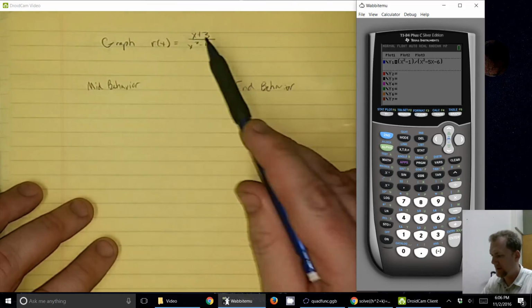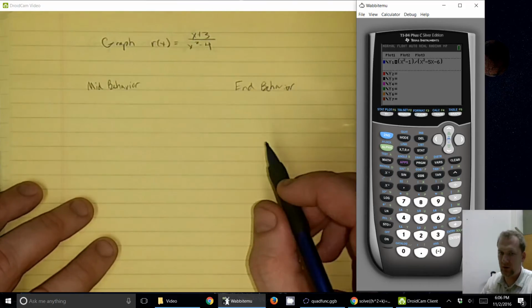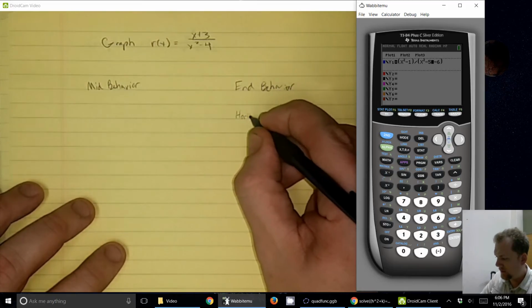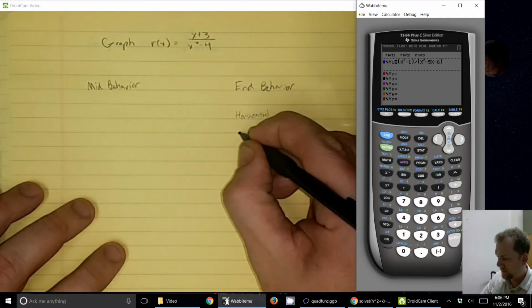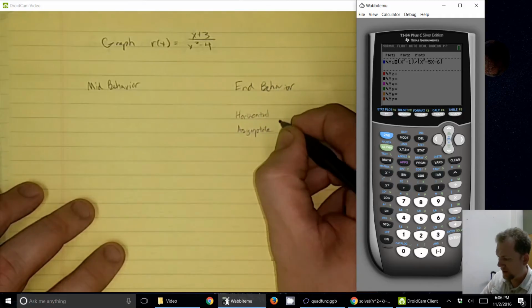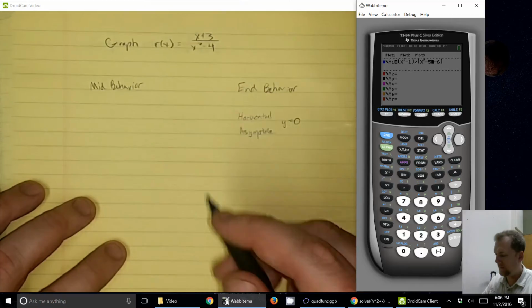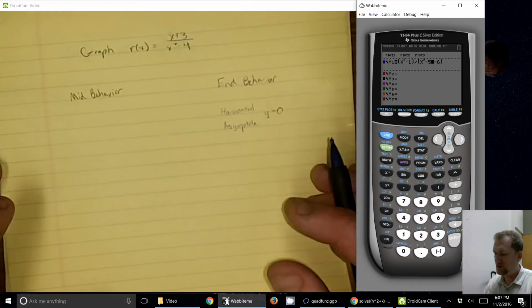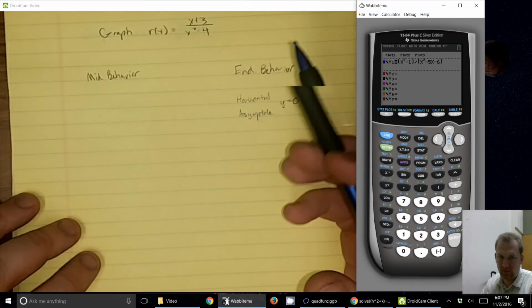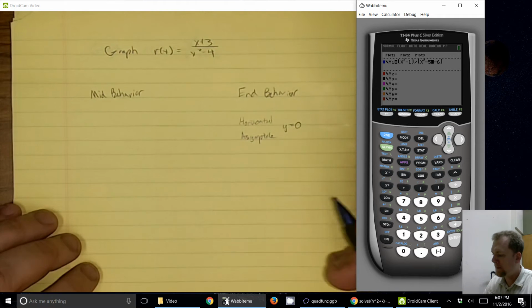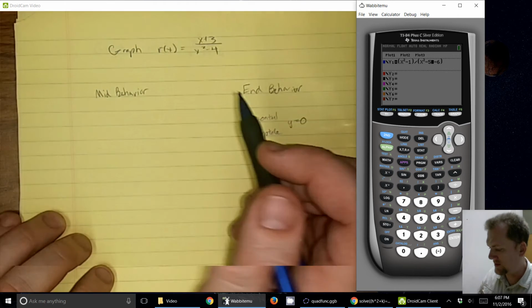So in this case, the numerator's degree is lower, so we know that we have a horizontal asymptote at y is 0. Okay. So in the question, I'll lead you through it. I'll be like, part A, this is the horizontal asymptote. So you've got your end behavior there, and then everything else is mid behavior.